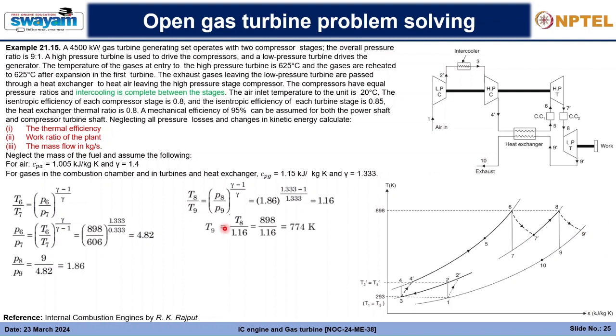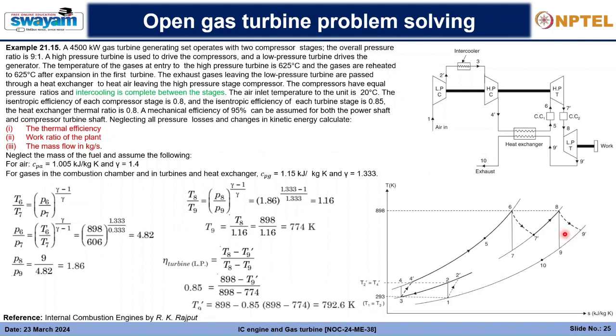So T8 we know, how do we know T8? Because T8 is 625 degrees Celsius. So it is reheated to 625 degrees after expansion from the first turbine. So again reheated to 625 degrees Celsius. From that we calculate T9. So T9 is 774, but we need the value of T9 dash. We use the isentropic efficiency of the low pressure turbine, and we find the value of T9 dash to be equal to 792.6 Kelvin.